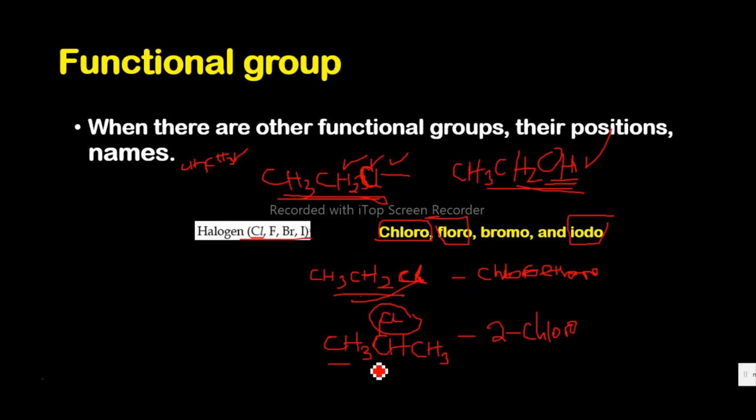And then the stem name. This one has 3 carbon atoms, 1, 2, 3, so it becomes prop, but it is an alkane, so therefore it becomes propane. So it is basically as simple as that. Even if you have any substance, you can name it. And I'll give you more.